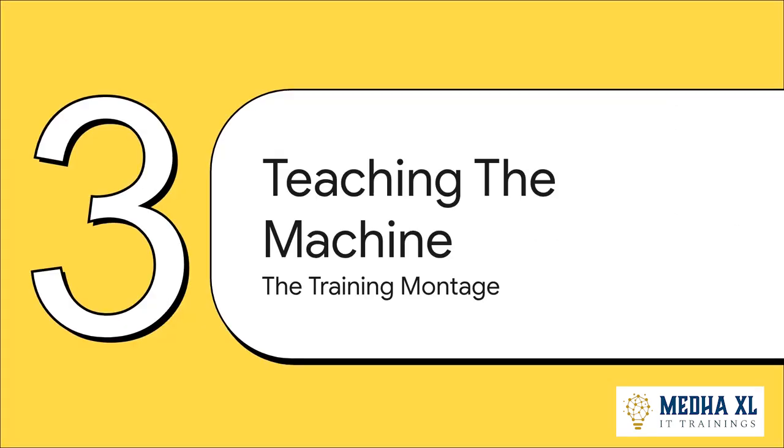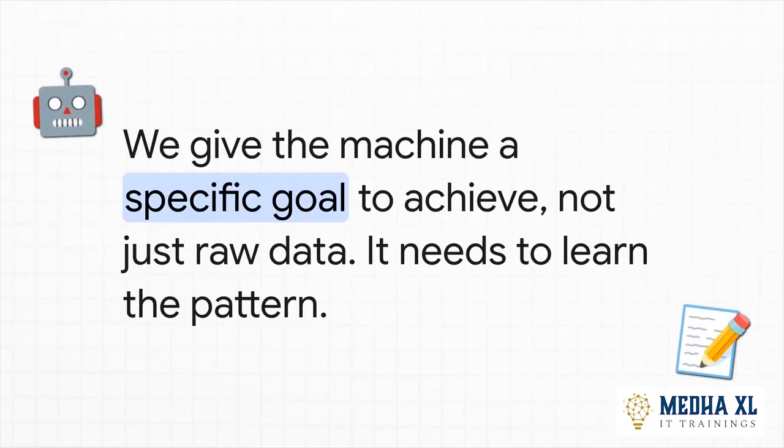All right, our data is prepped, our student is ready, it is time for the training montage. That's the part where the machine actually digs into our data and starts to learn. A student can't really learn without a clear goal, right? So we give the machine a very specific one. Don't just look at the data. I want you to learn the hidden relationship between a house's features and its final price.